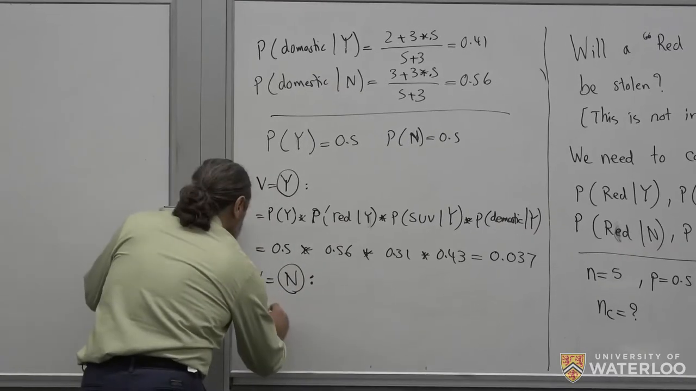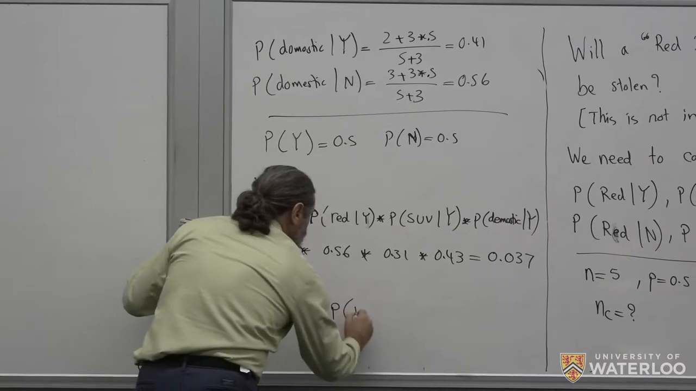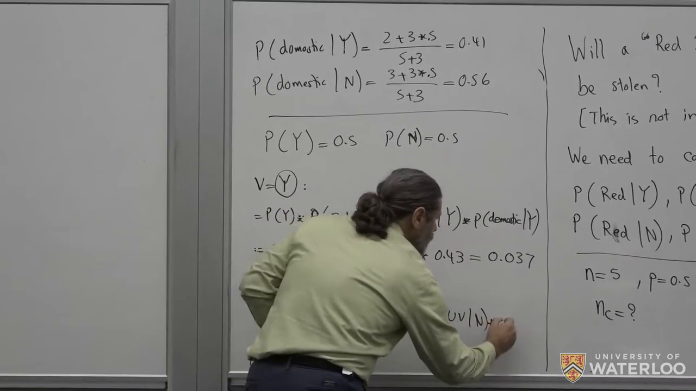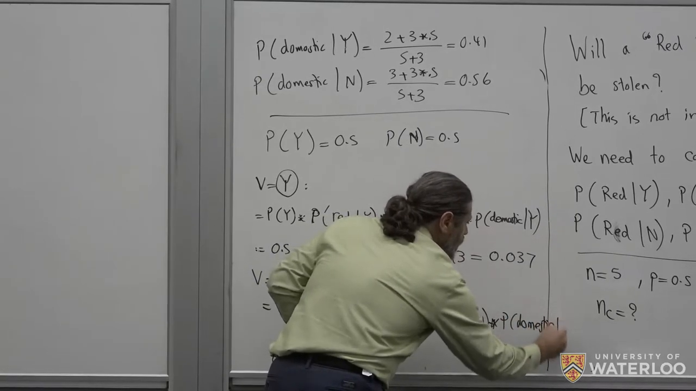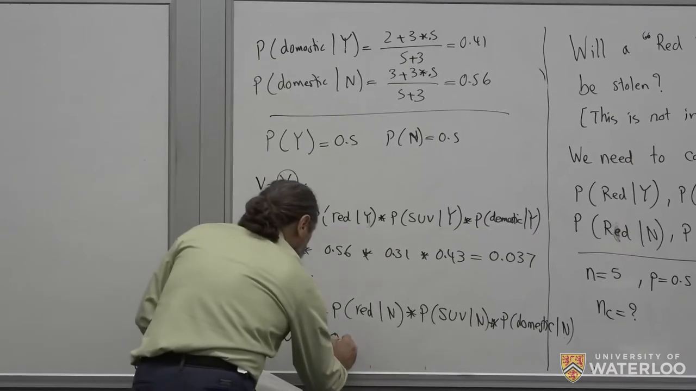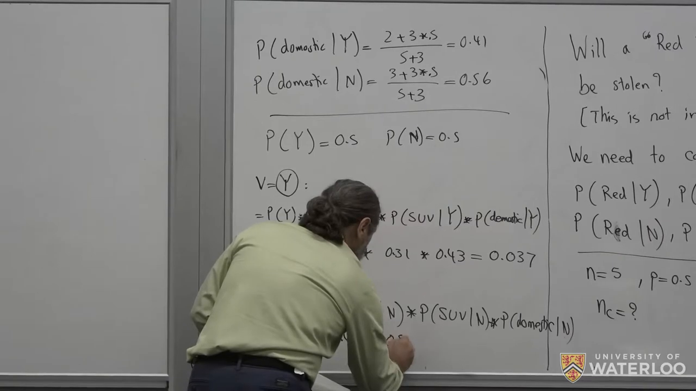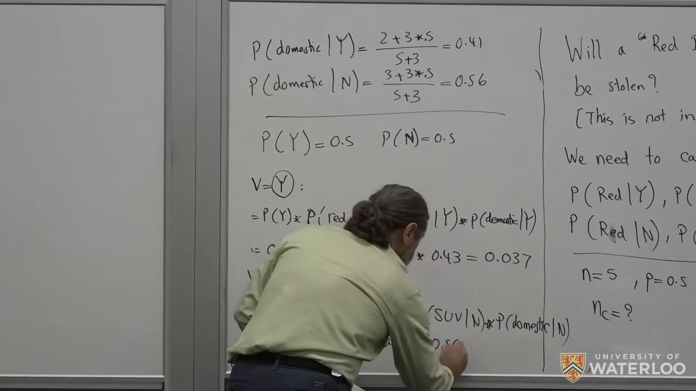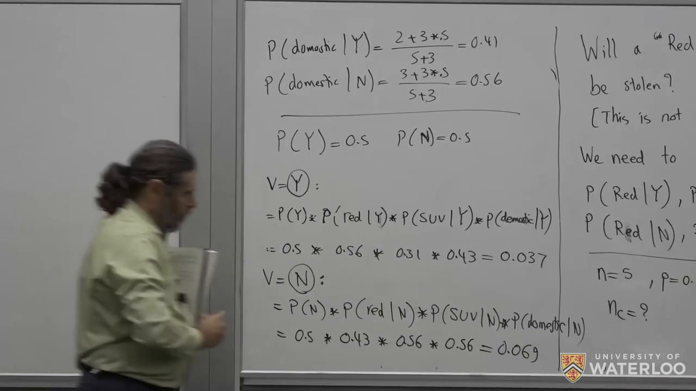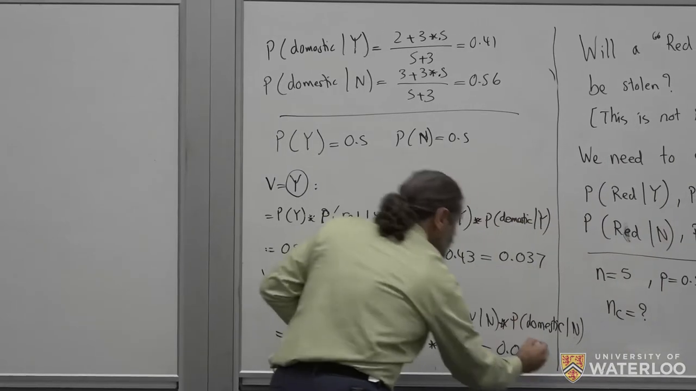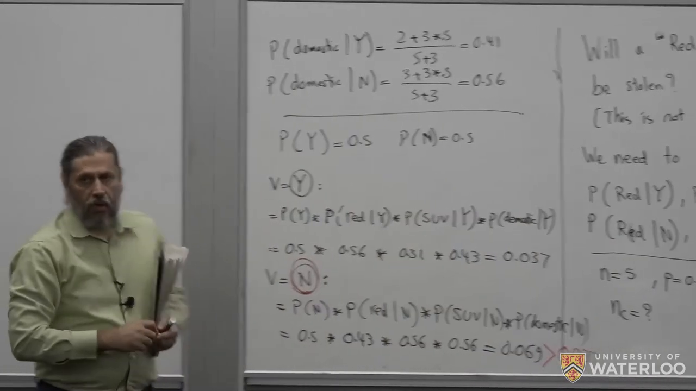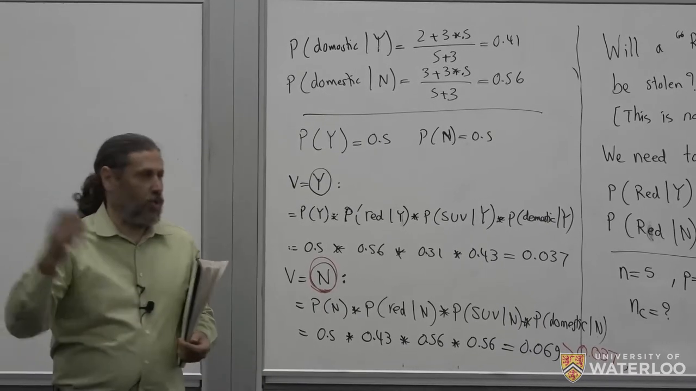So then I have to calculate the probability of no times the probability of red given no, times the probability of SUV given no, times the probability of domestic given no. And that would be 0.5 times 0.43 times 0.56 times 0.56, which is 0.069. Okay? So which is, of course, greater than 0.037, which means no. So the red domestic SUV will not be stolen. Okay, buy it.